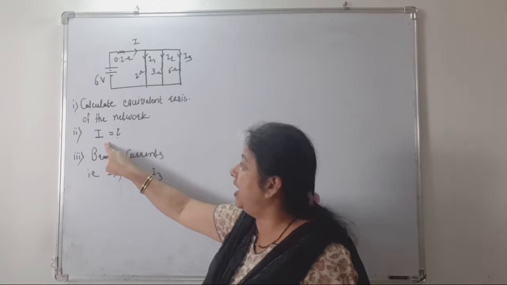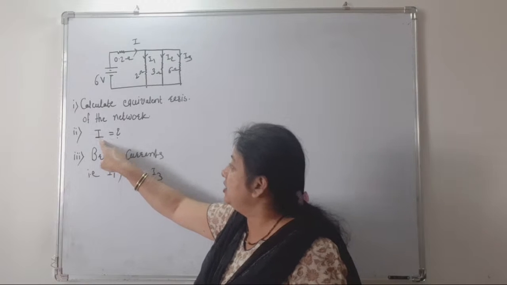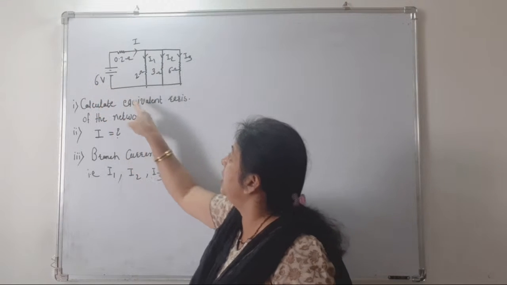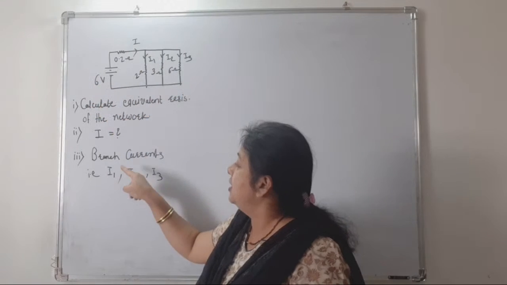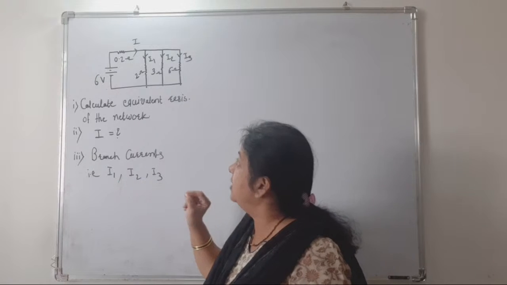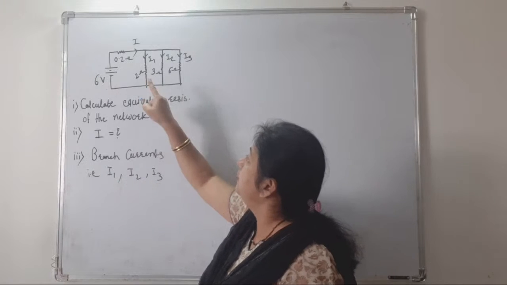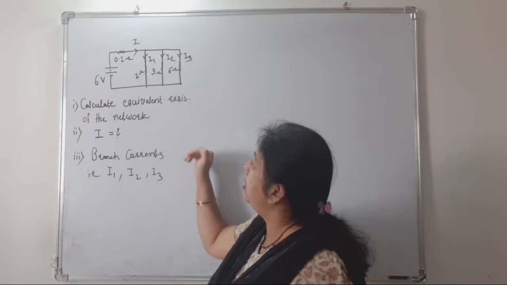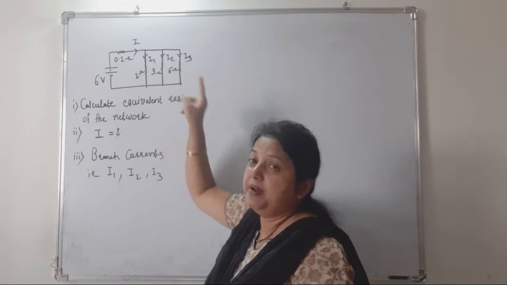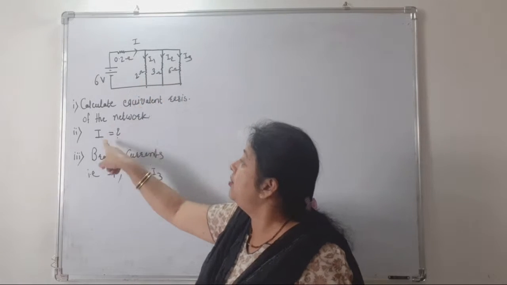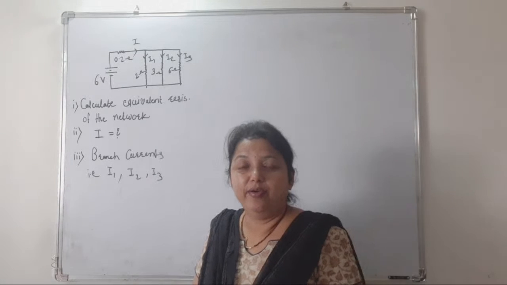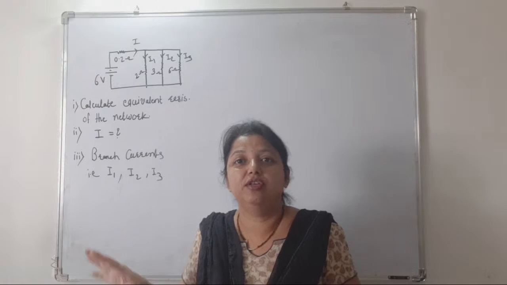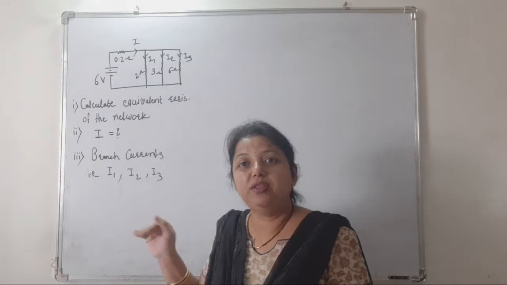V is equal to IR. Therefore, I is equal to V upon R, where V is equal to 6 and R means the overall equivalent resistance you calculate here. Now the branch currents I1, I2 and I3. To calculate I1, you have to take at the numerator the parallel combination of R2 and R3, upon R1 plus the parallel combination of R2 and R3, into I. If you understand, then try on your own. Otherwise, I am going to simplify with explanation.